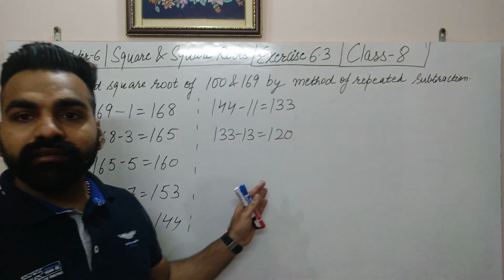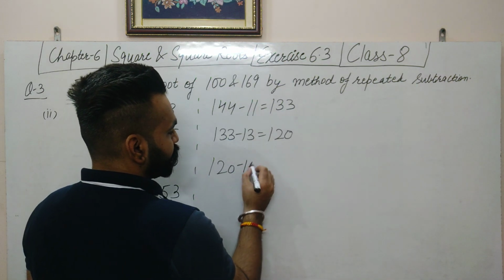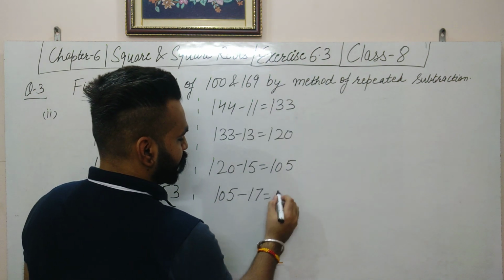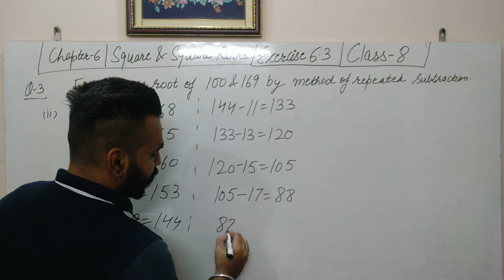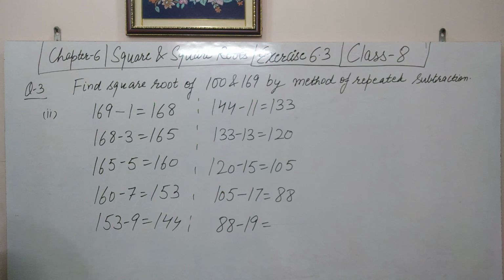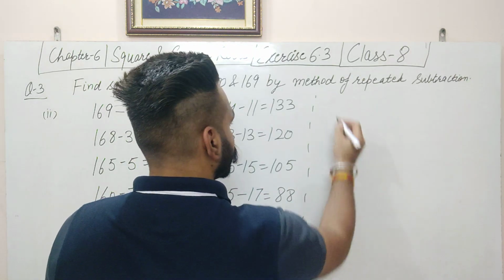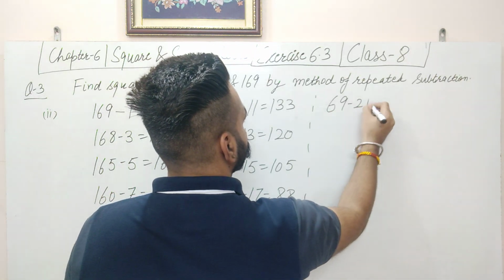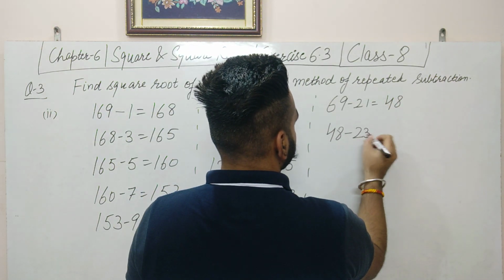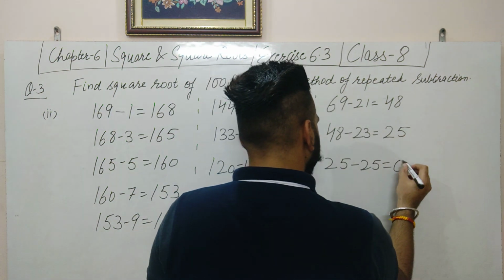So what we are doing is subtracting the odd numbers from the starting. So 120 minus 15, 105. 105 minus 17 is 88. 88 minus 19 is 69. 69 minus 21 is 48. 48 minus 23 is 25, and at last 25 minus 25 is equal to 0.